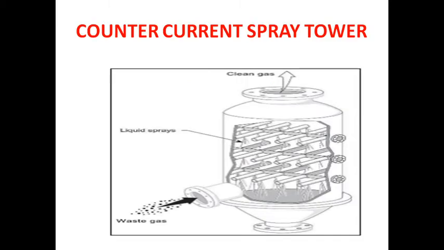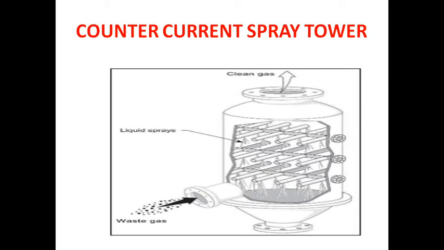Hello students, we are going to discuss spray tower wet scrubber. Spray tower is classified into two types: one is counter current spray tower, another one is co-current spray tower. One by one we will discuss. First one, counter current spray tower. This figure shows the counter current spray tower.